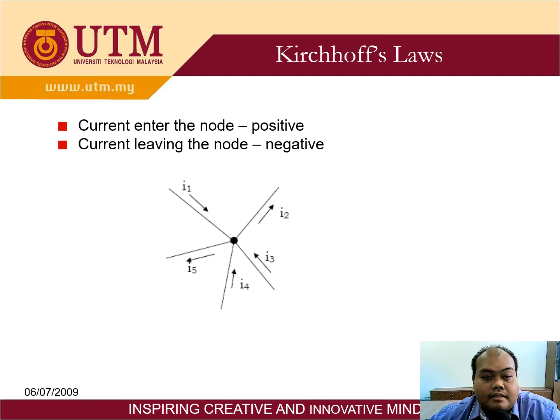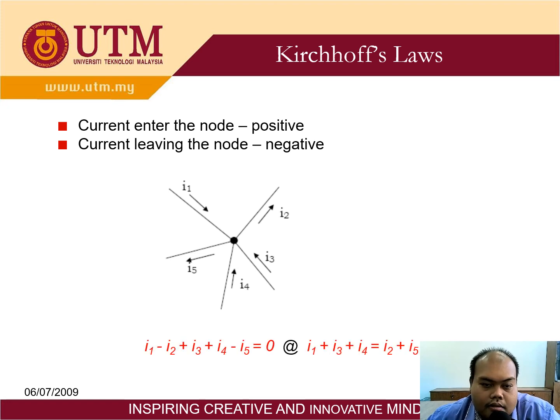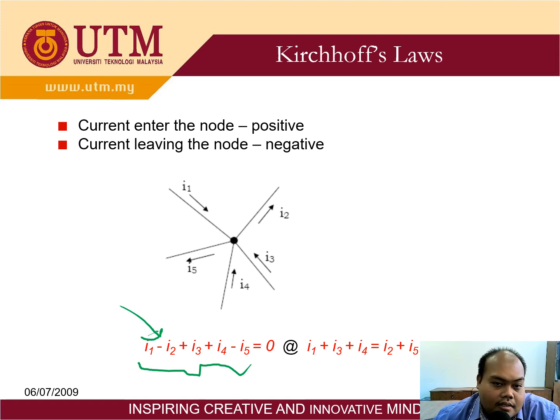So I give you an example here, the same example. How to apply the Kirchhoff current law in a circuit? As you can see here, there are two ways to write this. The first way is to write everything on the left hand side, like this. Everything that enters you can assign as positive, and everything that exits you can assign as negative.